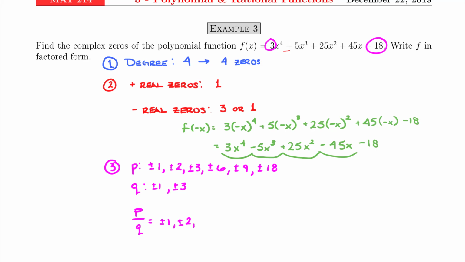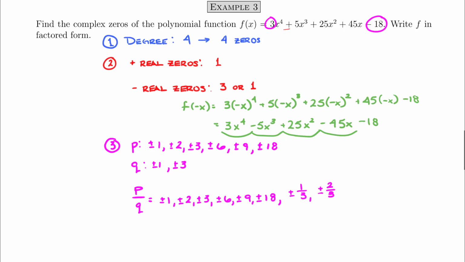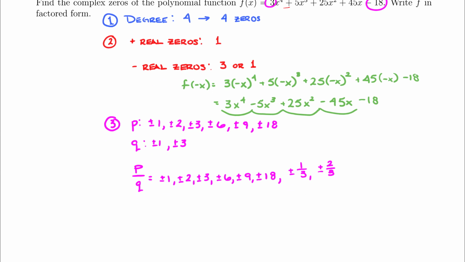So I'm not going to put everything over 1 because we know that it'll all simplify back down to its original value. And then now I divide everything by 3. So I get plus or minus 1/3, plus or minus 2/3. I ignore 3 over 3 because we already have 1 in the list. I ignore 6 over 3 because that reduces to 2, which is in the list. I ignore 9 over 3, which reduces to 3. And I ignore 18 over 3, which reduces to 6. Remember, we do not use repeated zeros in the function.